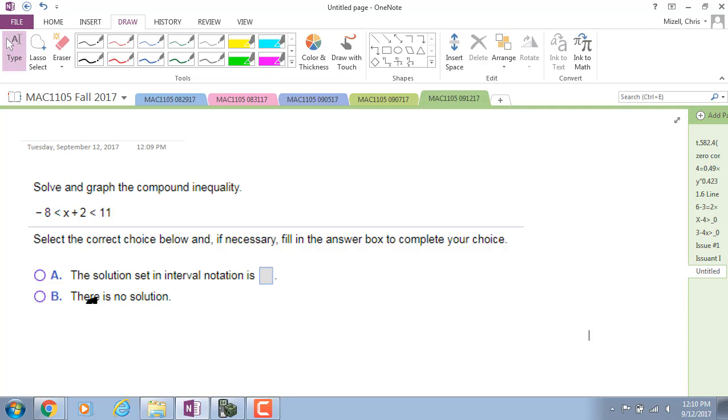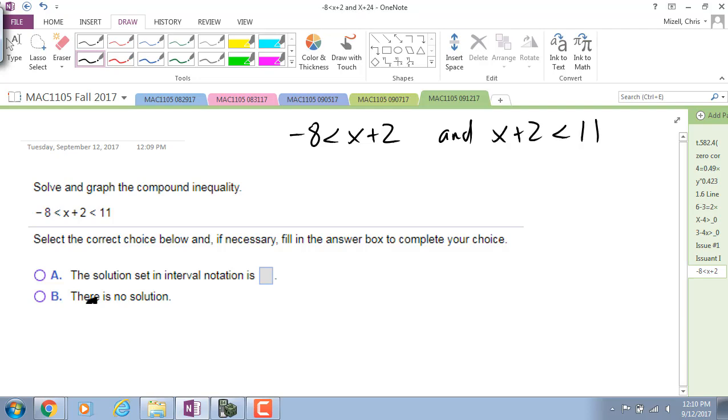And it really means two things. It means, on the one hand, x plus 2 has to be greater than -8. So you could say -8 is less than x plus 2. And it also means x plus 2 must be less than 11. If x plus 2 is greater than -8 and x plus 2 is less than 11, then x plus 2 is going to be between those two numbers.